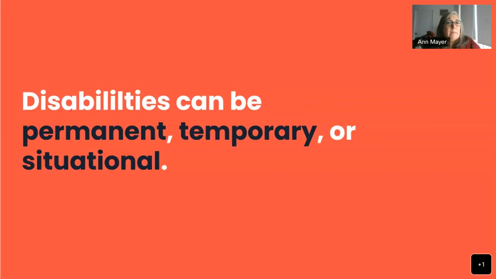So who's facing barriers with our websites? Disabilities can be permanent, temporary, and situational. It's important to remember that these types of impairments can look very similar when applied through the digital user experience. So that's why we say at least 30% of users are disabled at any given time.